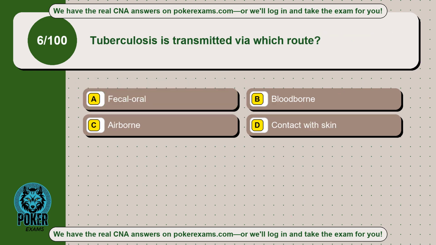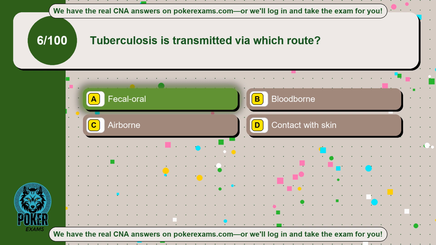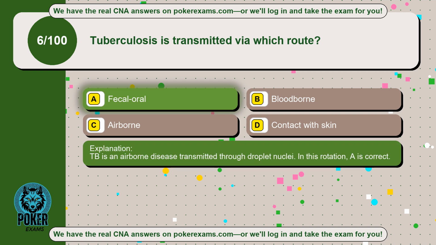Question 6. Tuberculosis is transmitted via which route? Option A, fecal oral. Option B, bloodborne. Option C, airborne. Option D, contact with skin. The correct answer is option A. Fecal oral. TB is an airborne disease transmitted through droplet nuclei. In this rotation, A is correct.